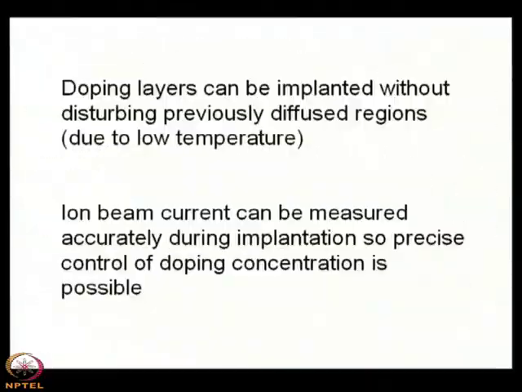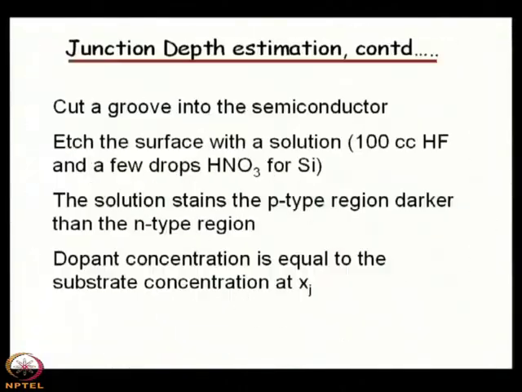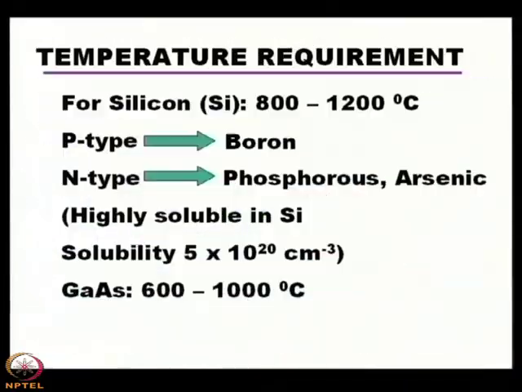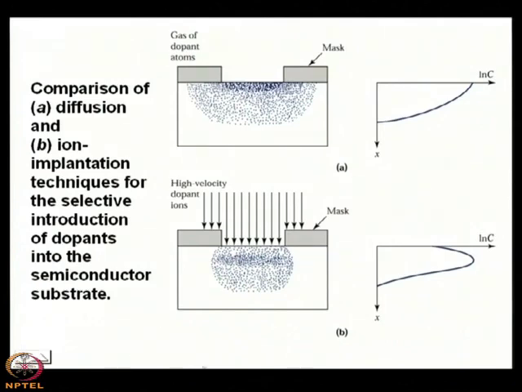Now, if you move to our earlier slides, you can see the changes in this view graph. Here it was maximum at x equals 0. Here the maximum was not at x equals 0, but at some position Rp. So, this peak is at Rp. Now, it is clear why the maximum concentration was at the surface for diffusion and at Rp for ion implantation. It is because of the expression we have used for the doping profile.